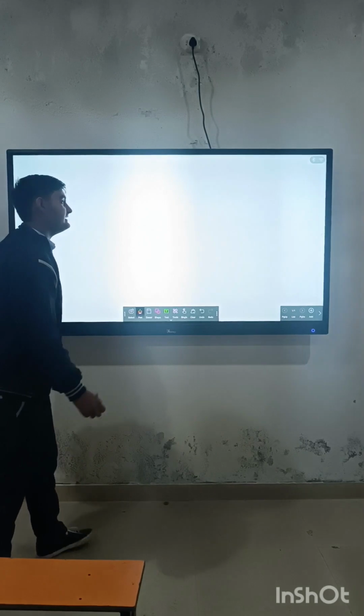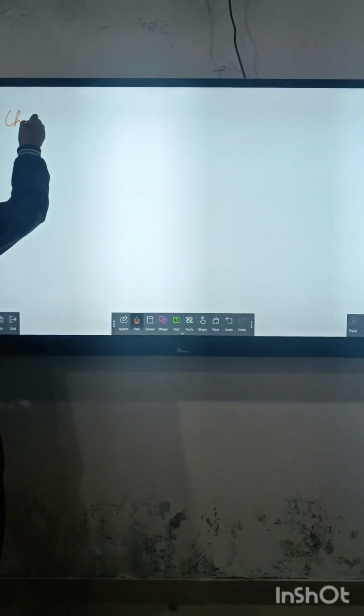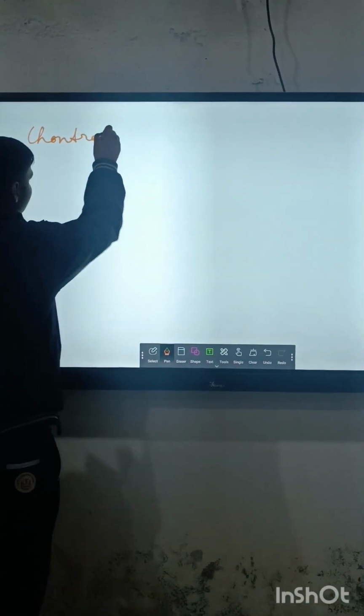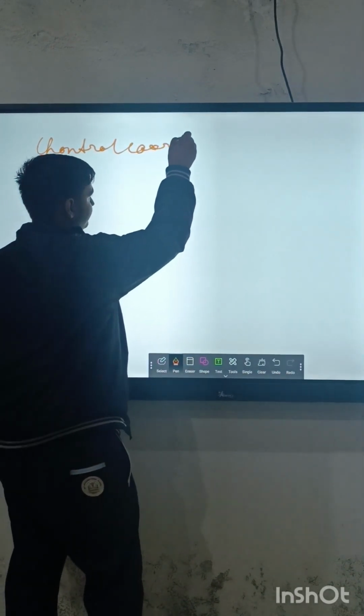Today I am here to represent the chapter Control, Coordination and Integration.